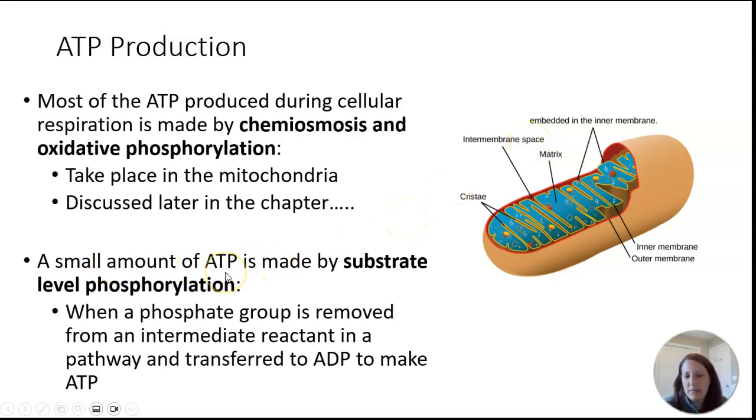Again, the small amount of ATP made during glycolysis in the citric acid cycle is made differently. It's made by something called substrate level phosphorylation. And this is a pretty easy process to understand. What happens is a phosphate group is taken off of some intermediate reactant molecule, and it's given or transferred to adenosine diphosphate, ADP, to make ATP, adenosine triphosphate. So literally an enzyme just comes along and it just snatches a phosphate group from an intermediate molecule and gives it to ADP. Okay, so pretty easy to understand that.